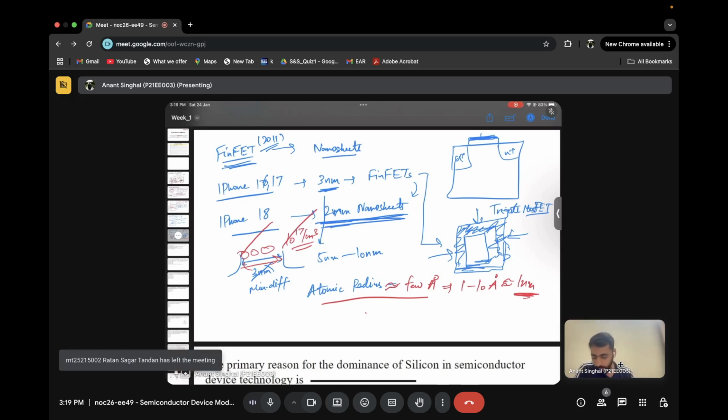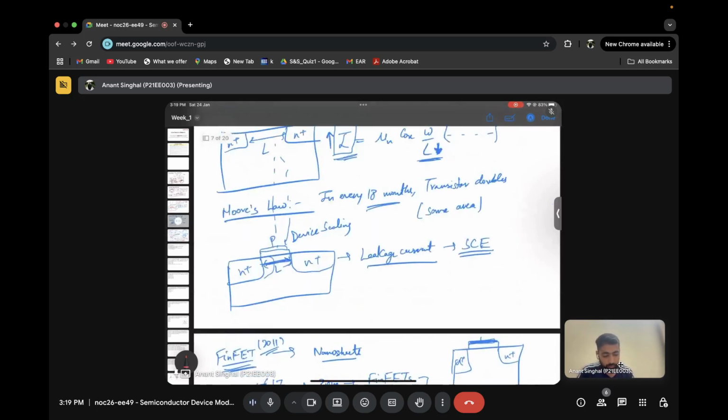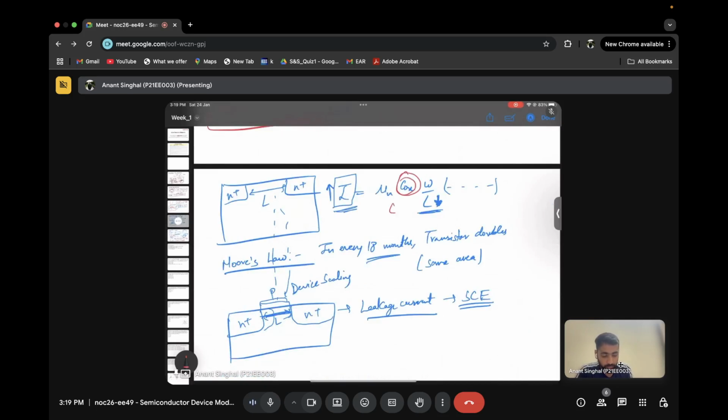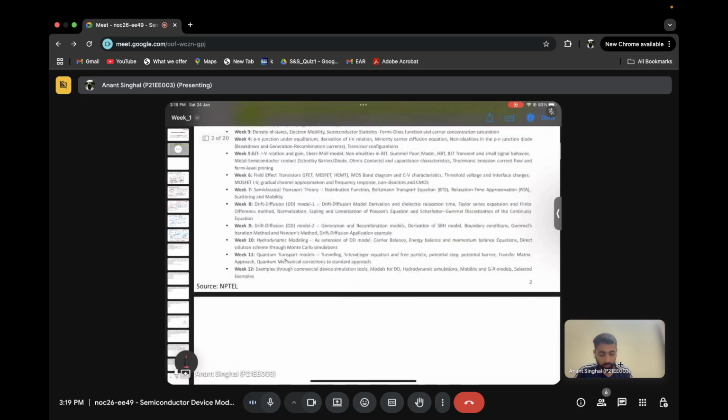What I'm trying to say is that we have reached an extent where device scaling alone is not possible as it was before. So now people are trying new materials. By new materials, what do I mean? We have this formula, right? It has Cox, which is epsilon ox by Tox. So if we increase this oxide capacitance, if we use a high gate dielectric, this current will also increase. So people are trying to have, first of all, this term.